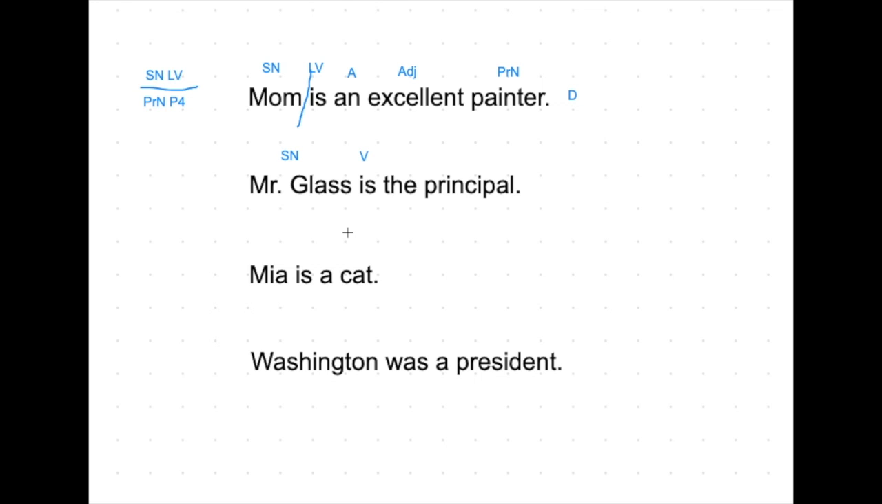Now, if principal and Mr. Glass mean the same thing, they're referring to the same person, principal is a predicate noun. But if they're not, principal would have to be a direct object. So does Mr. Glass and principal, does that mean the same person? Well, yes, of course. Mr. Glass and principal, they're both referring to Mr. Glass. They're the same person. So principal is a predicate noun. The is always an article adjective. Let's change the verb to a linking verb because, of course, we know that it's linking the subject noun to the predicate noun.